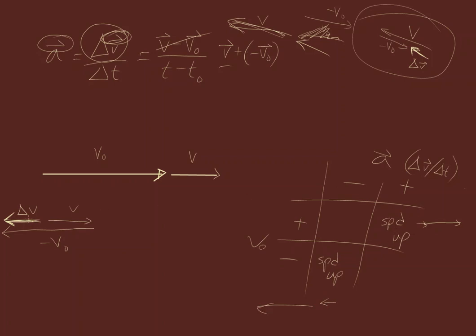But when delta V is against the motion of V naught, so here delta V is to the left, V naught is to the right, that tells us we're slowing down. So when the velocity and acceleration, when those signs agree with each other, the object is speeding up. When the signs disagree with each other, they're slowing down. And so that's one way we can look at acceleration.